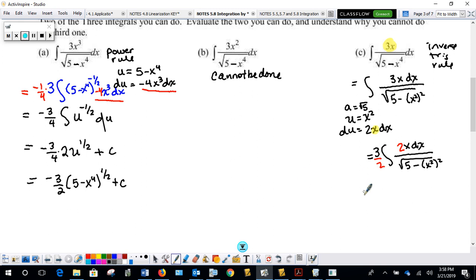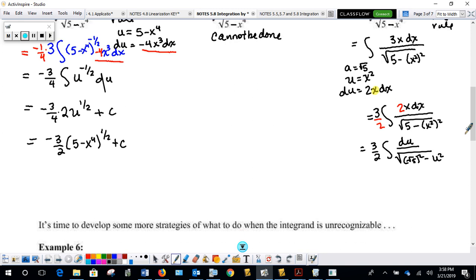And then when we look at this, we're really doing 3/2 antiderivative du over square root of 5 squared minus u squared. And so this puts it in the form that this is an inverse trig problem. And so it would be 3/2, and then it's the square root one, so it's arc sine of the u, which is x squared, over a square root of 5 plus c. So that worked on this one.